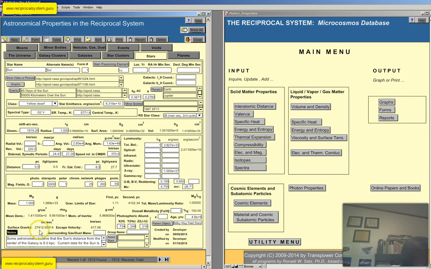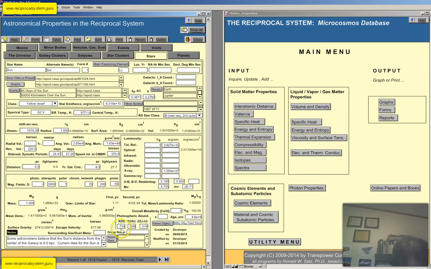Surface gravity, 27.412 centimeters per second squared. Escape velocity, 17.58 kilometers per second. I don't have anything for sound and gas dust mass, but there has to be an inflow of cold dust and gas moving into the sun because it's accreting everything within its gravitational limit. So most astronomers focus on the solar wind, but they don't consider that the sun is sucking in all kinds of dust and gas within its first gravitational limit.